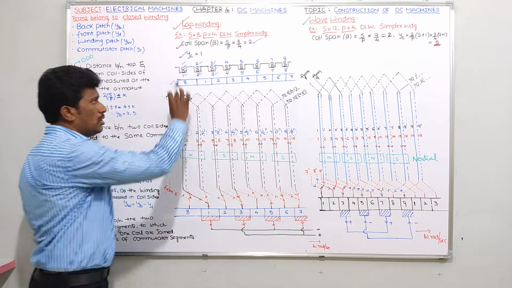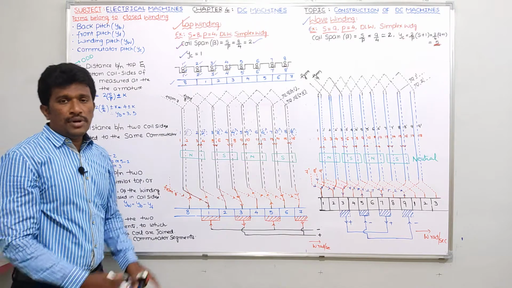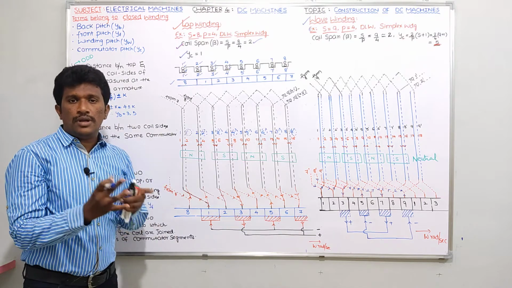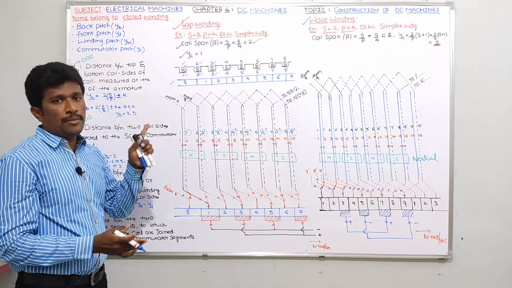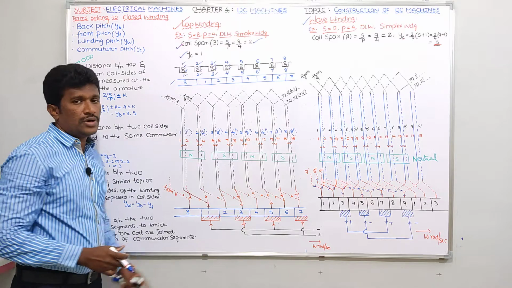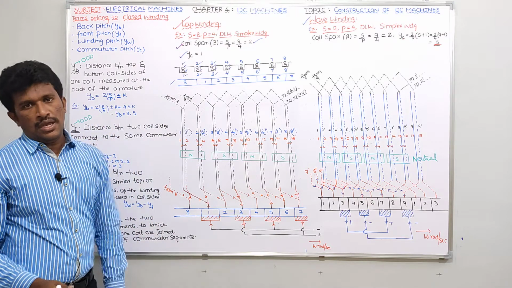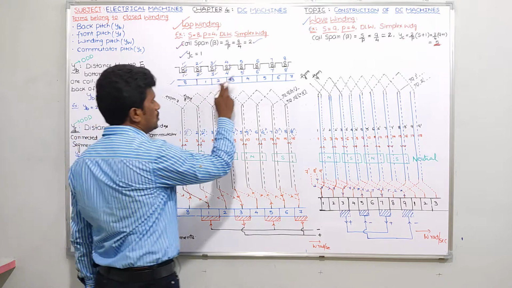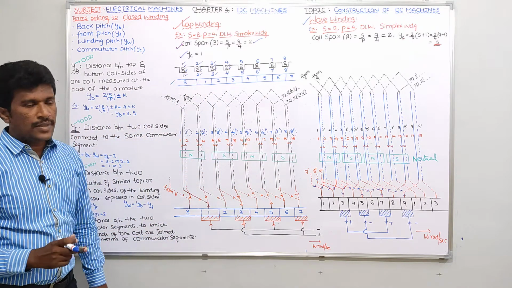And I just showed commutator segments also. We already discussed that the number of commutator segments will be equal to the number of coils. Here, double layer, number of coils equals number of slots. We have number of slots 8, therefore number of coils becomes 8, and number of commutator segments becomes 8. So I have taken here 1, 2, 3, 4, 5, 6, 7, and so on, 8. Is it clear, guys?